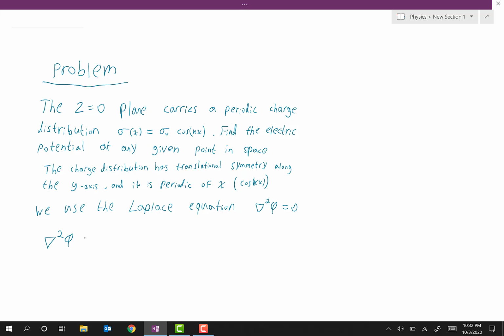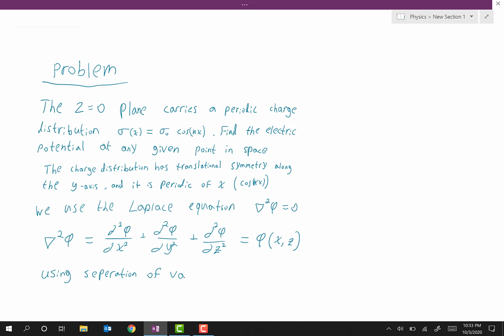Writing down the Laplace equation in Cartesian coordinates tells us that the second partial of phi with respect to x plus the second partial of phi with respect to y plus the second partial of phi with respect to z is equal to 0 as above. We note that this function is going to be a function of x and z because we don't have y. Using separation of variables, the first line of attack of a physicist, we write this function as a product of two functions, capital X of x and capital Z of z, each independent of the other variable.